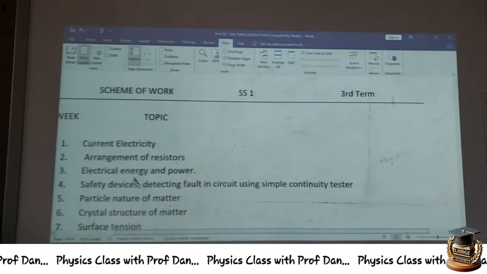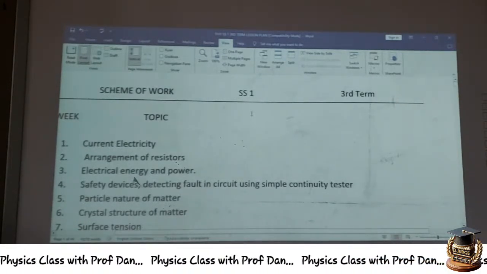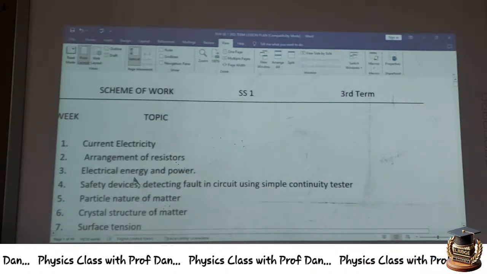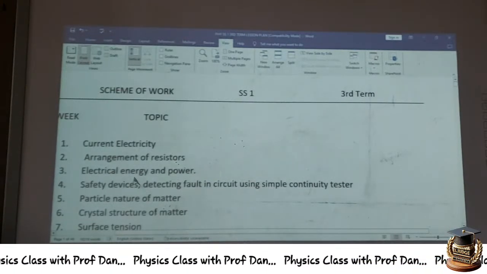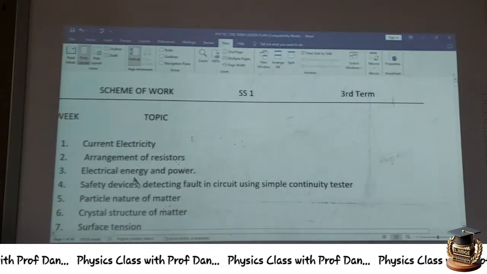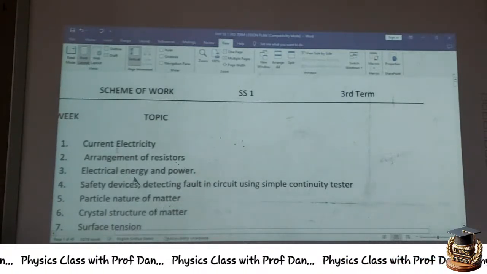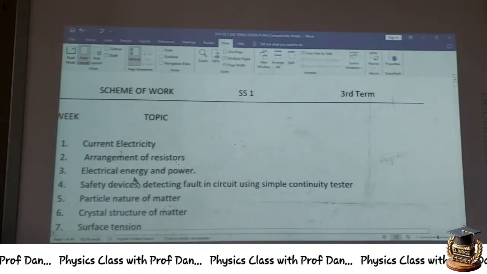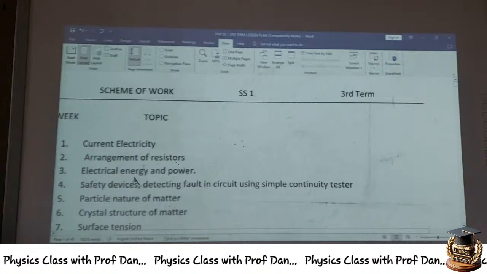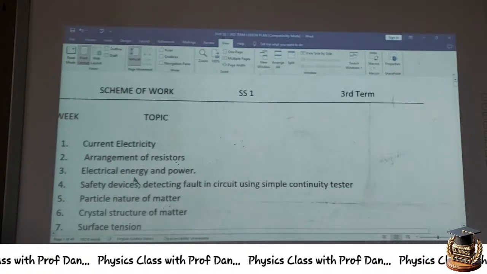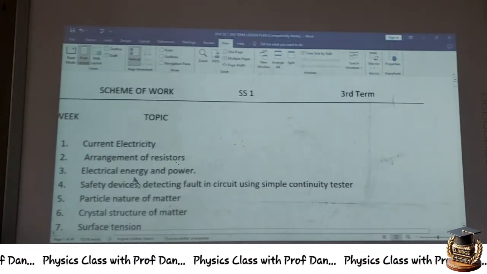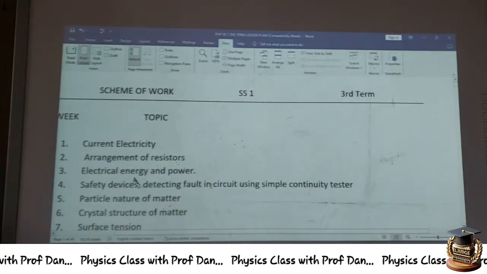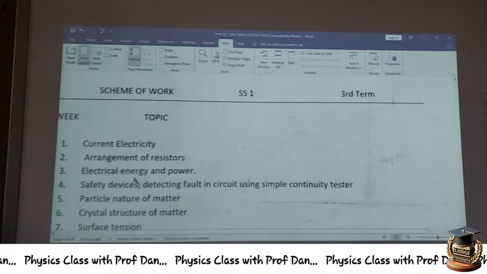Okay, so this is just a brief on what this term is going to be all about. For third term, we'll be going through some topics. Week one, we have current electricity. Week two, arrangement of resistors. We also talk about electrical energy and power. Then we move to safety devices, how to detect faults in circuits using a simple continuity tester.